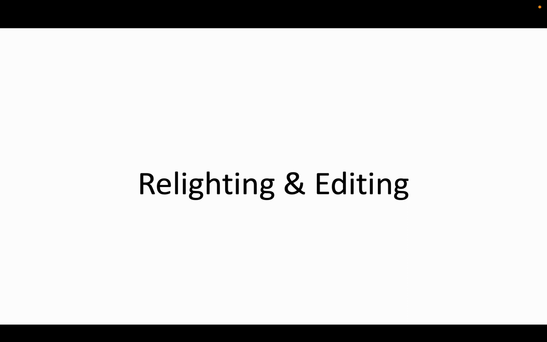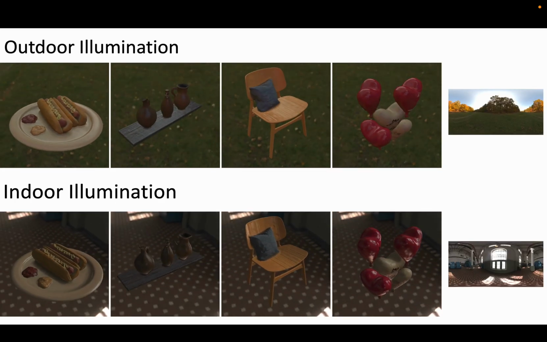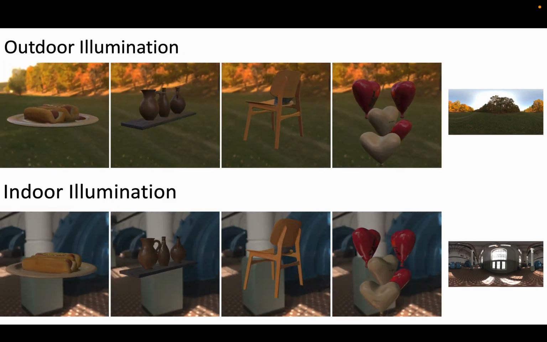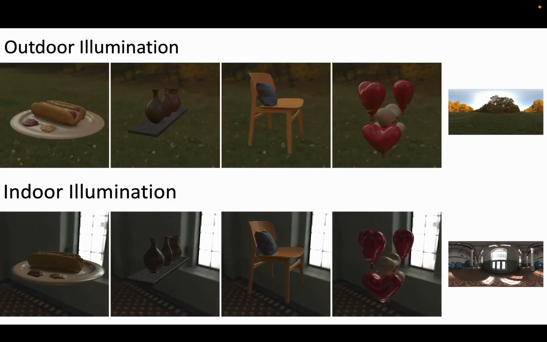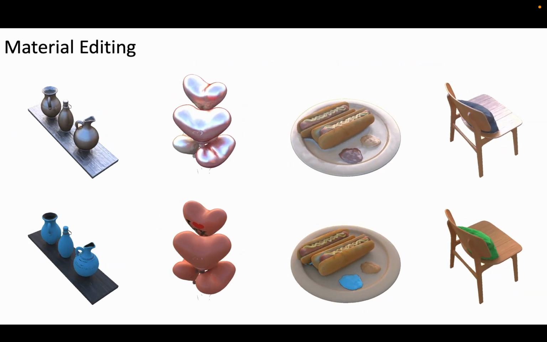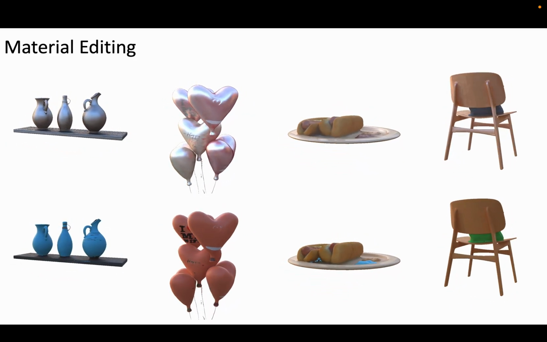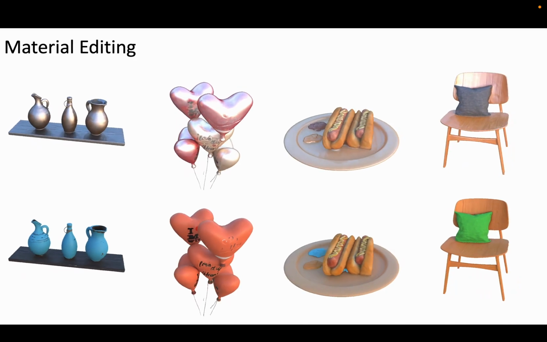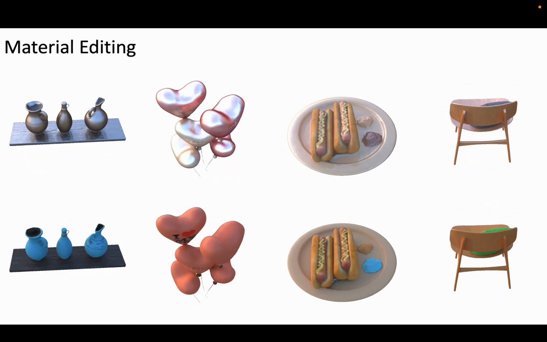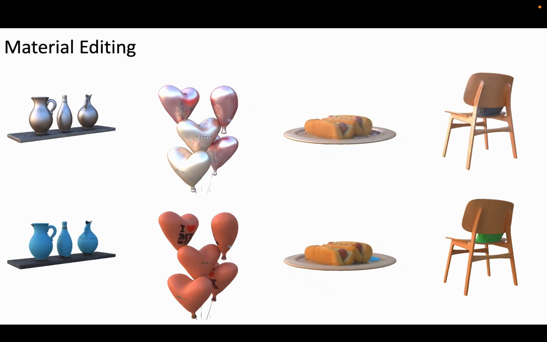Thanks to our physics-based inverse rendering model, it can be easily applied to applications such as relighting and material editing. Here we show results of relighting the scene with outdoor or indoor illumination respectively. We also show material editing results where we change the color or roughness of objects in the scene. Our method produces realistic editing, demonstrating its promising performance in disentangling geometry, illumination, and materials. Thanks for watching.